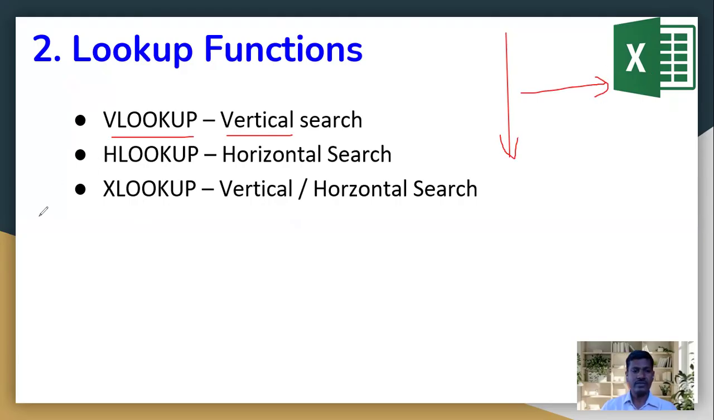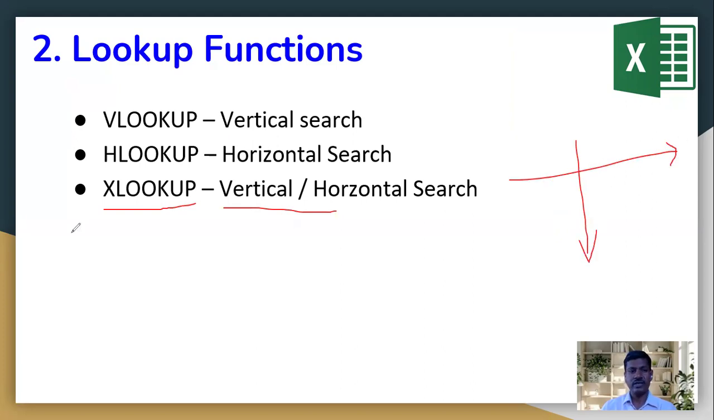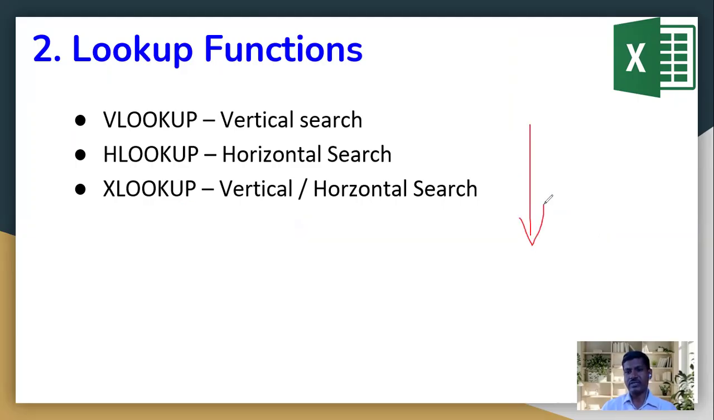And a HLOOKUP function is used to search the data in the horizontal direction, and the values are given from the vertical direction. Similarly, XLOOKUP is an advanced function which is used to search the data in both vertical and horizontal directions. So when it searches in the horizontal direction, data will be fetched from the vertical direction and vice versa. That is, when the data is searched in the vertical direction, return data will be in the horizontal direction.